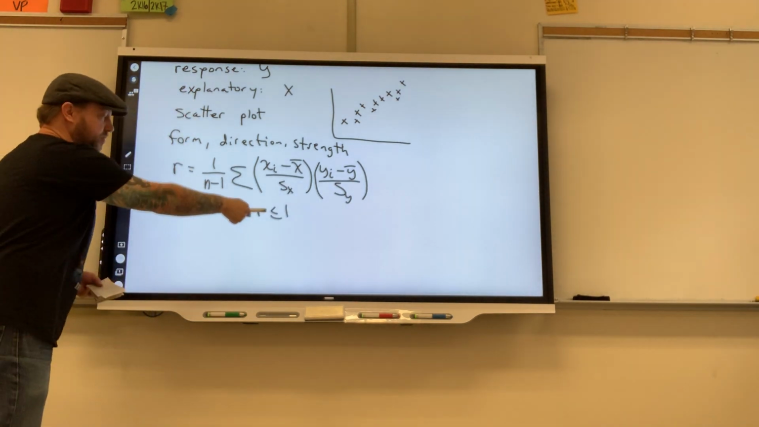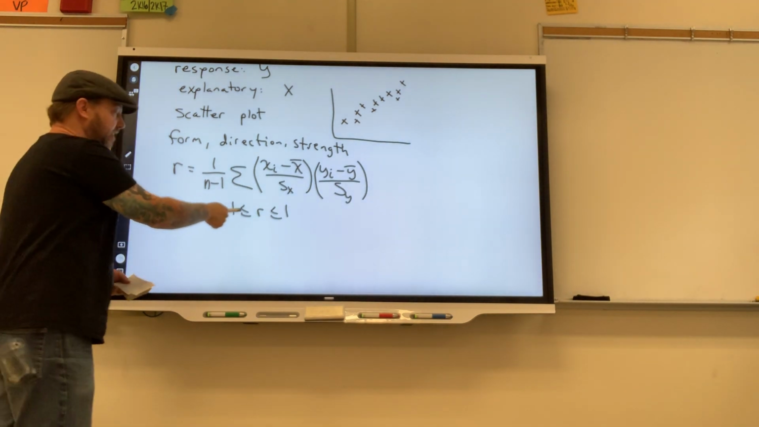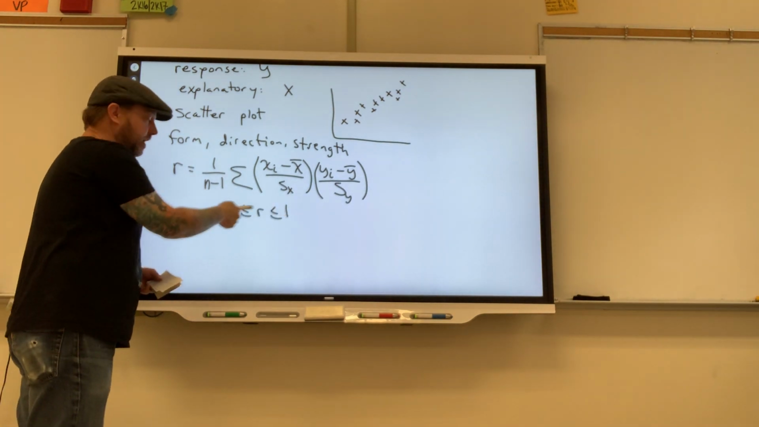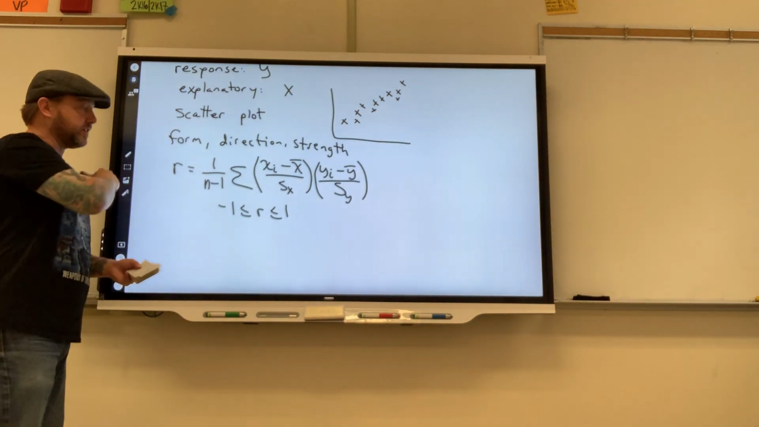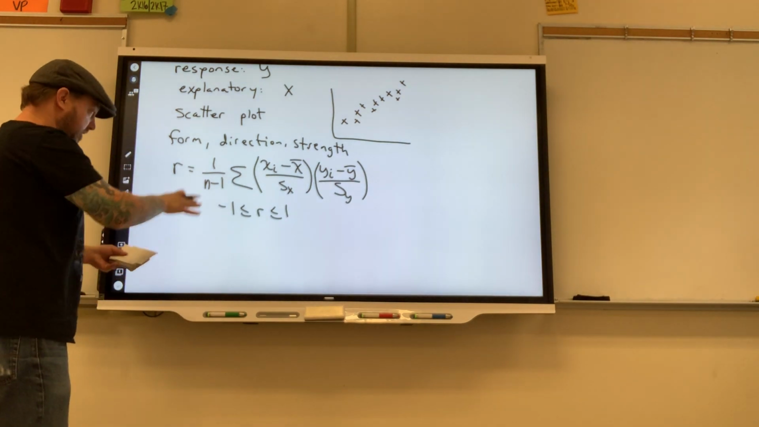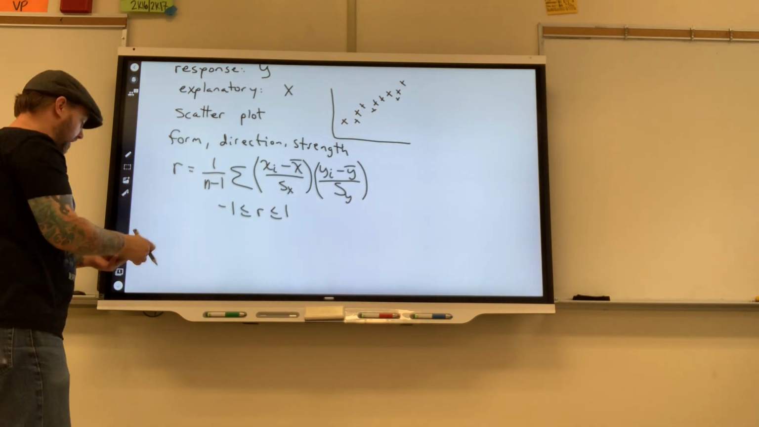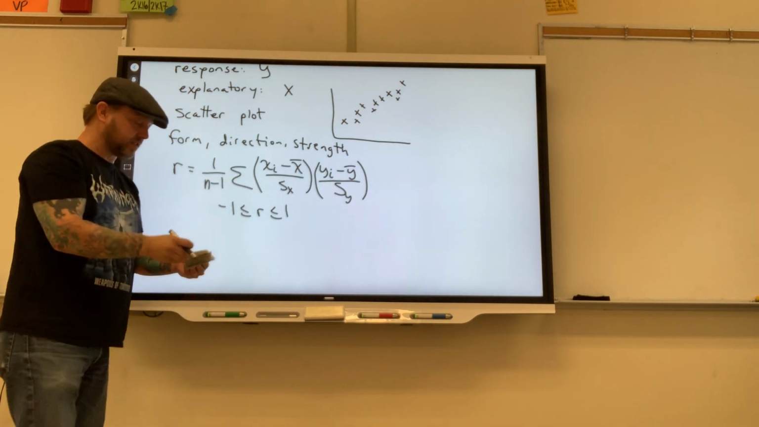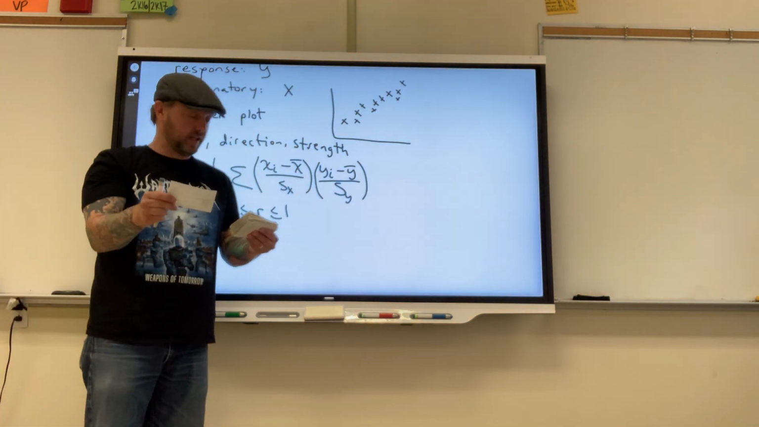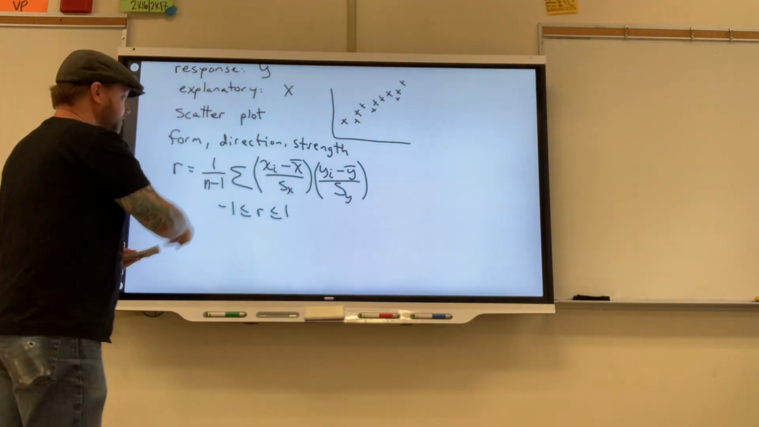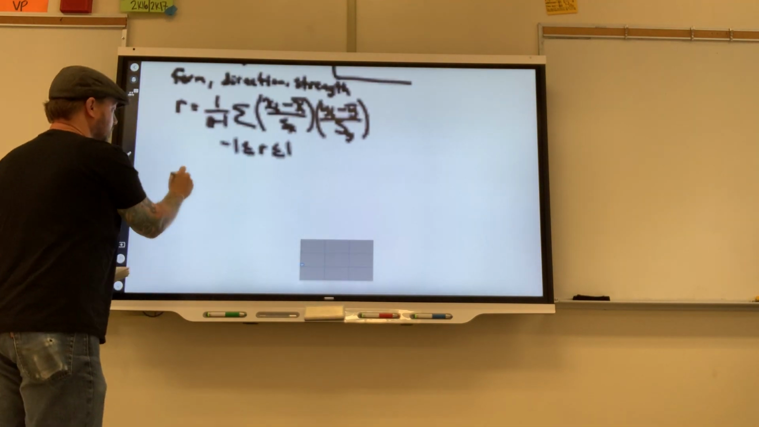If R is positive, then the association is positive. That's important. R is between -1 and 1. If it's 1, it's strong and positive. -1, it's strong and negative. 0, there's no correlation, and anywhere in between, you can sort of figure out what that means based on that. It only works for lines, not curves, and it's not resistant. It's affected by outliers.